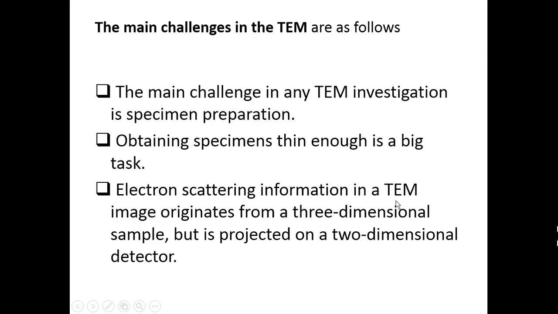The electron scattering information in a TEM image originates from a three-dimensional sample. The sample is a three-dimensional structure, but it is projected onto a two-dimensional detector. The information from the three-dimensional sample is converted into two-dimensional information through the two-dimensional detector. That is the challenge we usually meet in doing analysis with TEM.